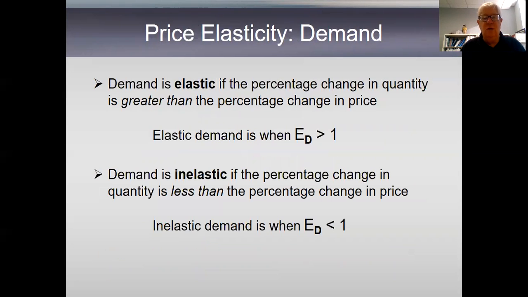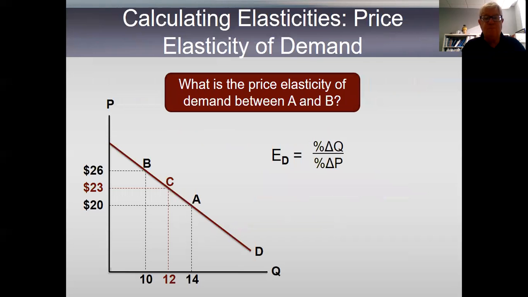A couple of definitions here. The demand is called elastic if, when you calculate the price elasticity of demand, the number you come up with is greater than 1. It's called inelastic if the number you come up with when you do the calculation is less than 1. If you come up with exactly 1, we have a third term that's not shown on this slide, that is unit elastic.